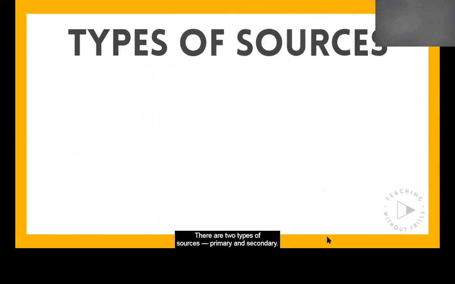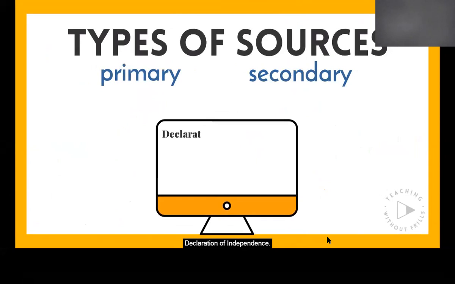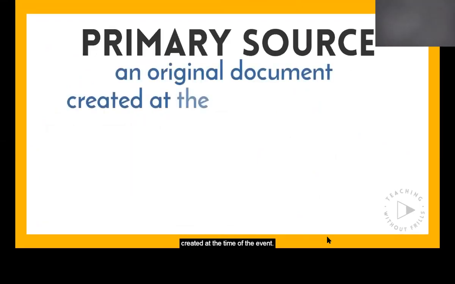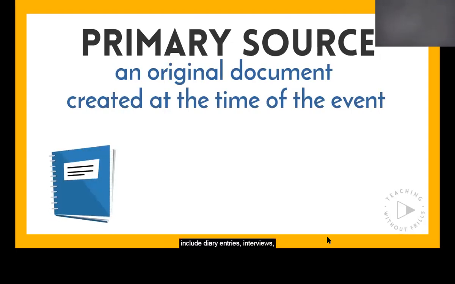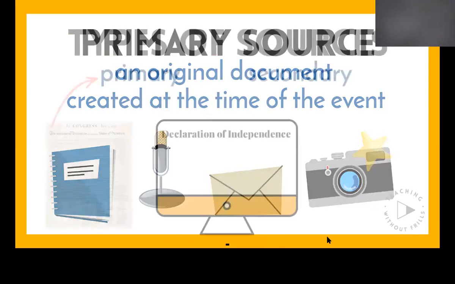There are two types of sources, primary and secondary. Let's say I'm writing a report on the Declaration of Independence. One source I'll want to use for my report is the Declaration itself. This is an example of a primary source. A primary source is an original document created at the time of the event. Other examples of primary sources include diary entries, interviews, letters, and photographs.